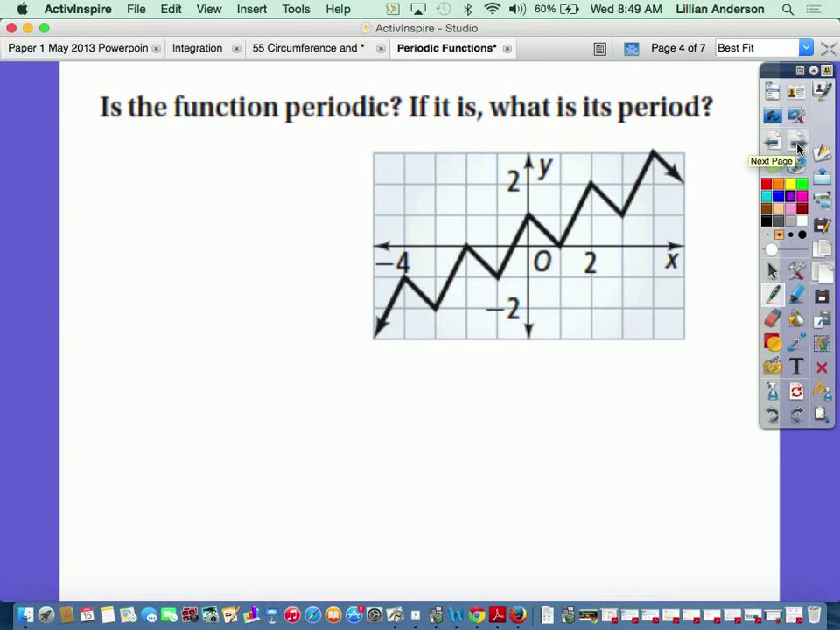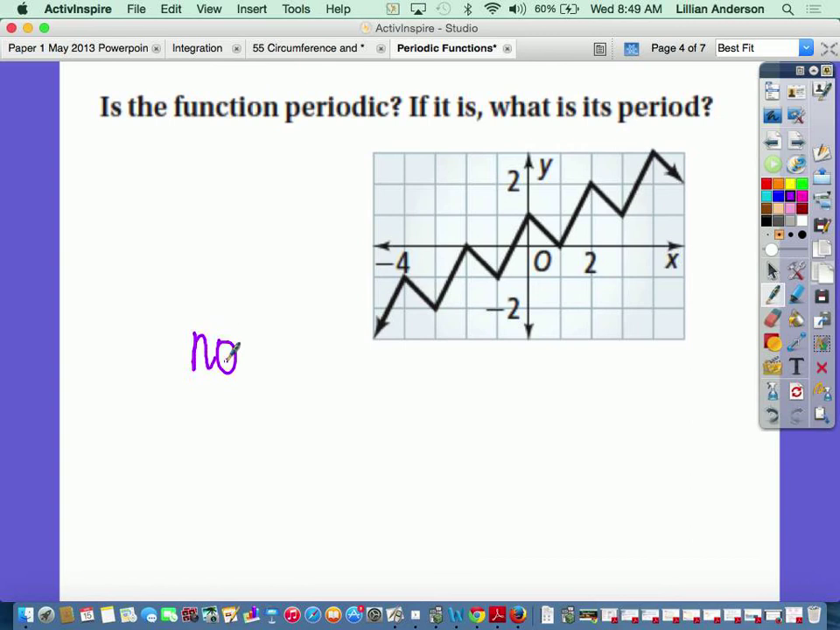What about this function? Is it periodic? And if so, what's the period? No, and remember, period will represent that horizontal distance. But look back at that definition. What makes something periodic? Y value. If it repeats the y values, are these y values repeating? No, they're actually increasing.